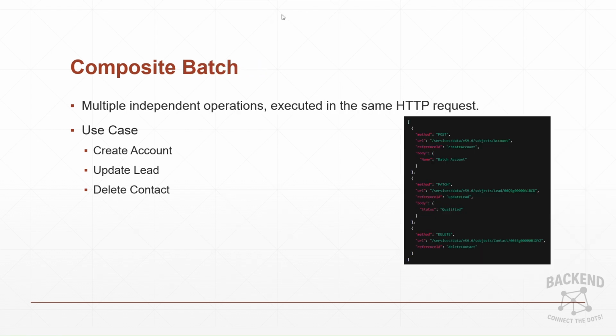In this slide, we'll talk about composite batch. It's slightly different from the composite request. In the composite request, we have seen that one sub request is dependent on another. For example, in the previous example, the contact sub request was dependent on the account. Once the account gets created, only then can the contact be created by using that account reference.